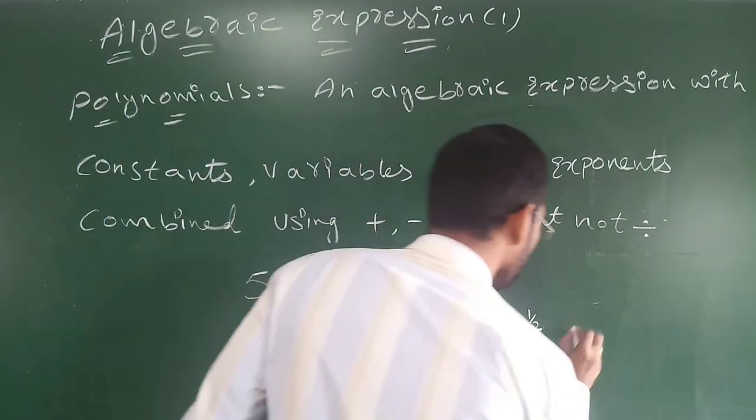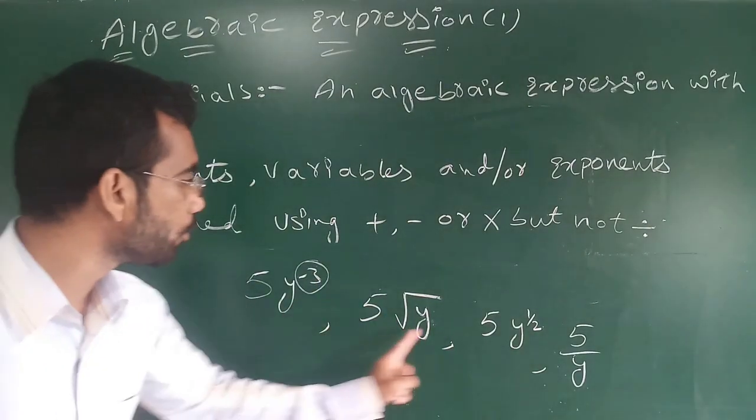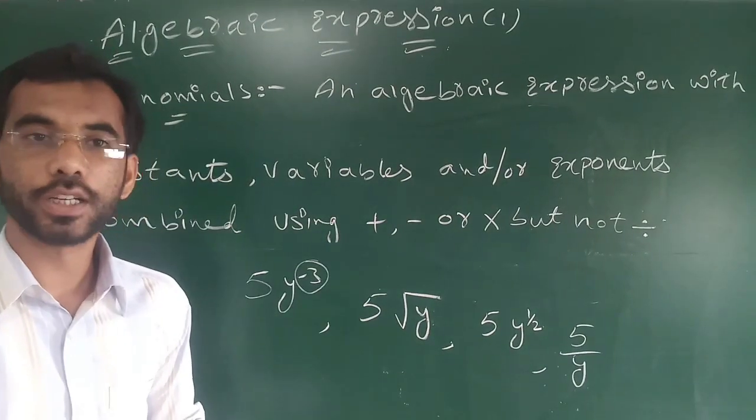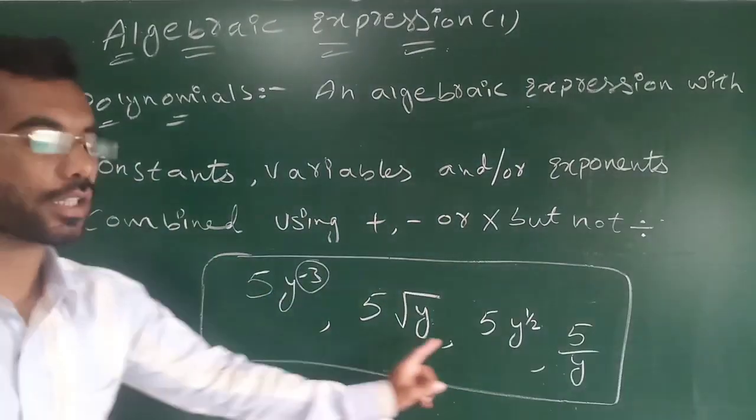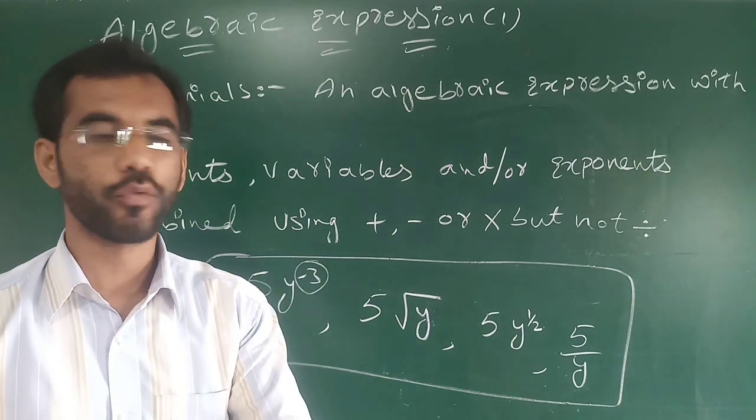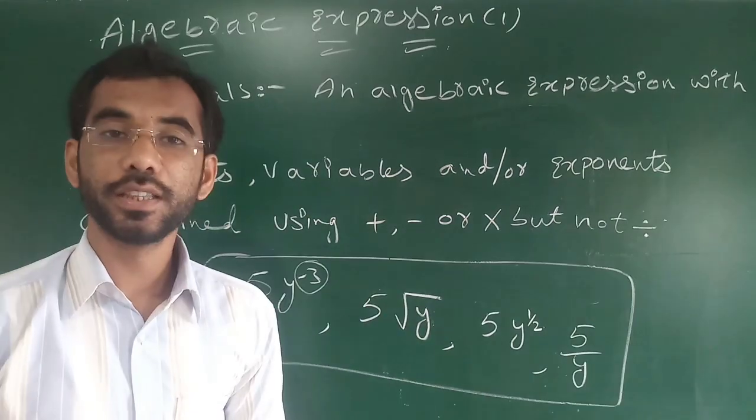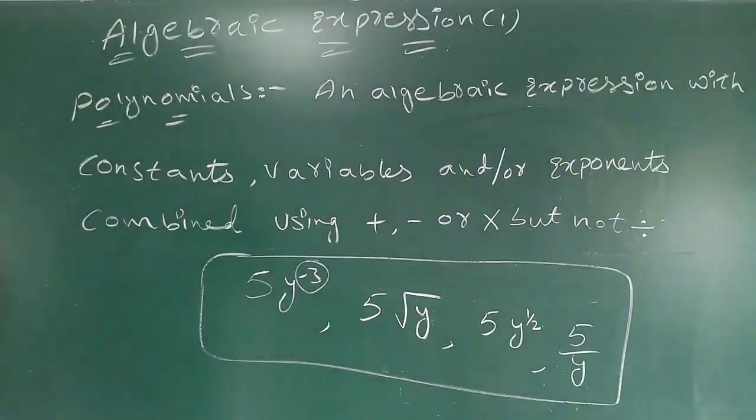Again, one more: the variable should not be in the denominator. If you find these, then under these cases the given expression will not become a polynomial. Once again I will explain.